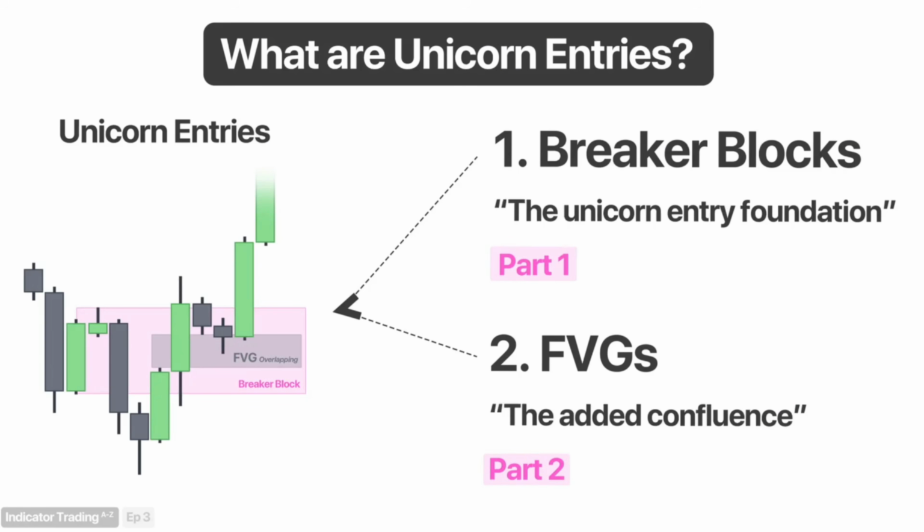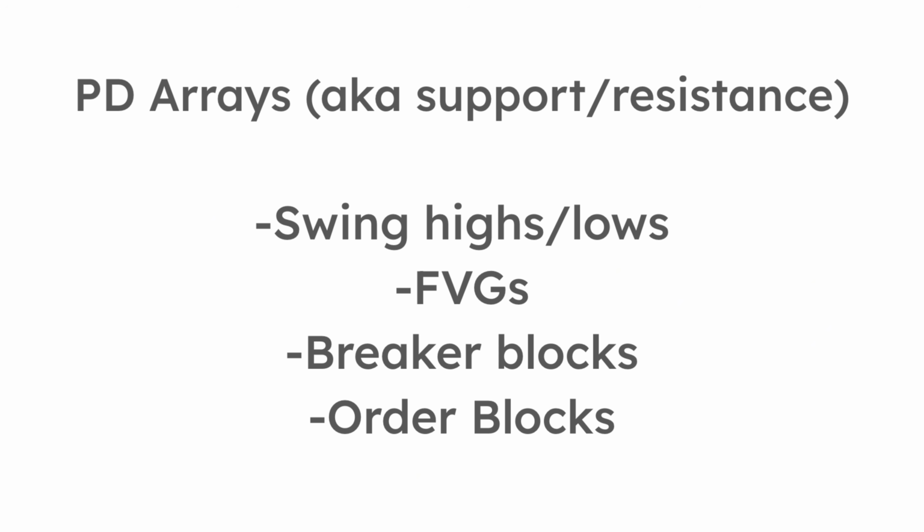So what are unicorn entries? Well, they're made up of two different PD arrays. A PD array is simply a support level or resistance level. It's the way we identify points of interest. Just to list them all right here, to make sure we're all on the same page: PD arrays are swing highs, swing lows, fair value gaps, breaker blocks, and order blocks. Those are our points of interest, our support and resistance levels.